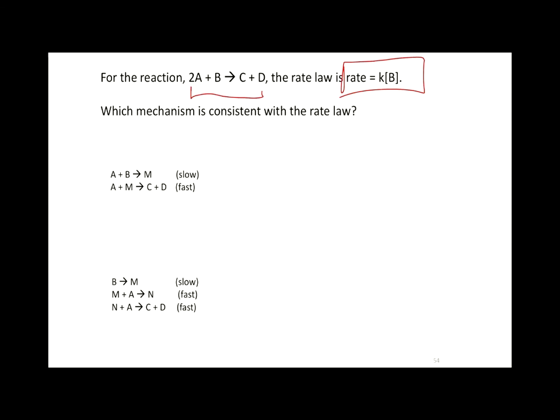So I'm doing it backwards, right? I'm telling you here's the rate law, which mechanism is consistent with it. An easy way to do it is just get the rate laws for both of those mechanisms and see which one matches. So let's just do that. What is the rate law for that first reaction? Rate equals k times A and B. Great, does that match?